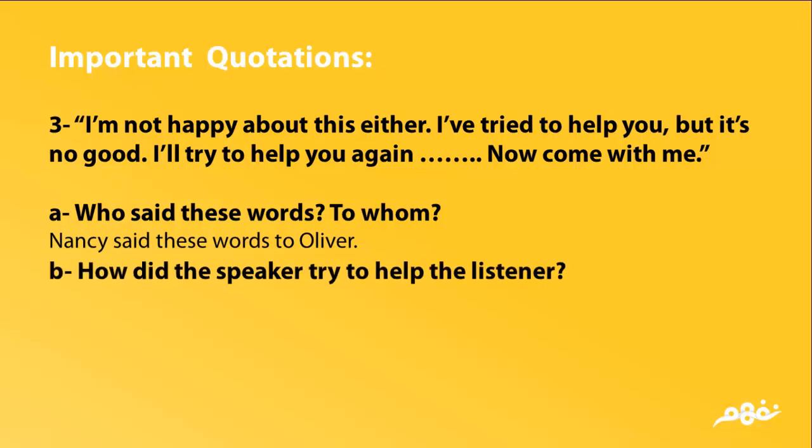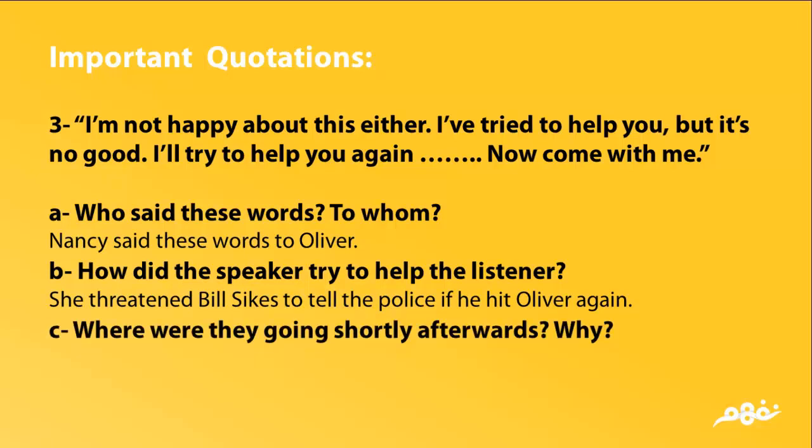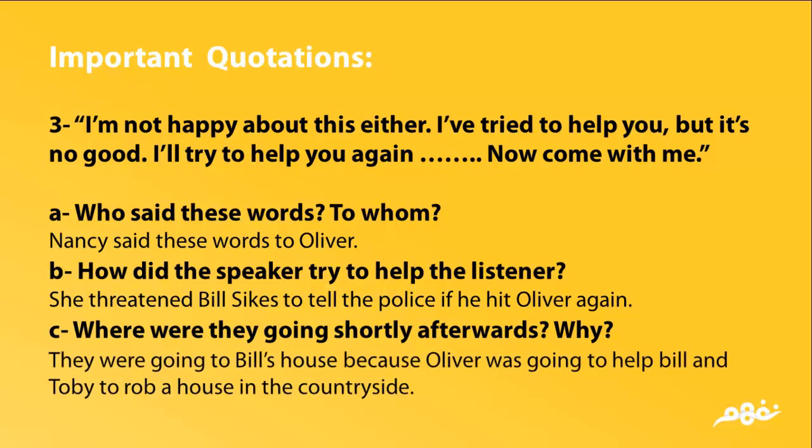How did the speaker try to help the listener? She threatened Bill Sikes to tell the police if he hit Oliver again. Where were they going shortly afterwards, and why? They were going to Bill's house because Oliver was going to help Bill and Toby to rob a house in the countryside.